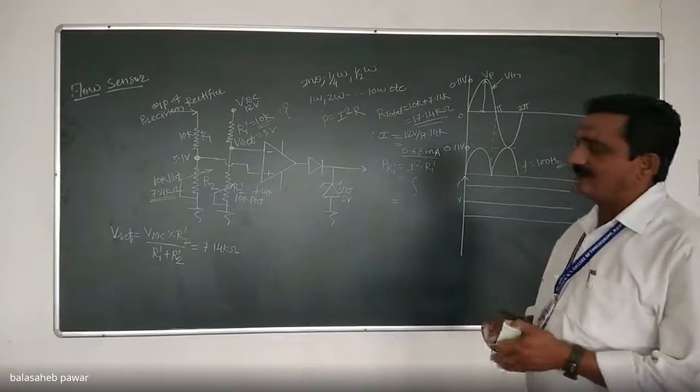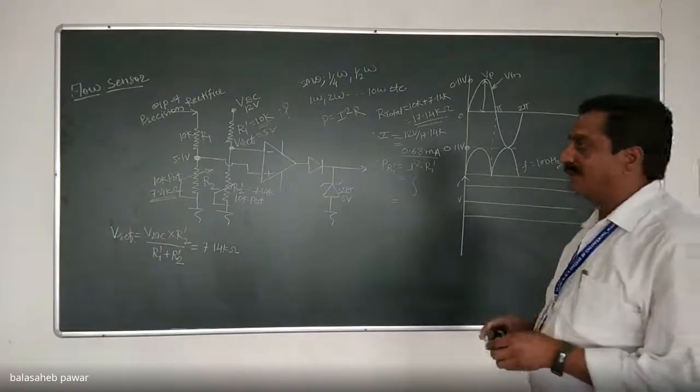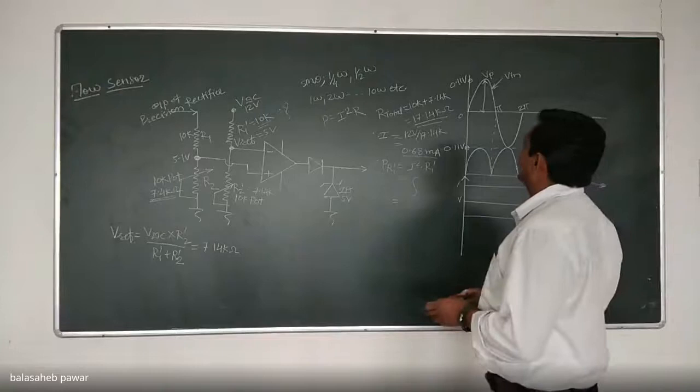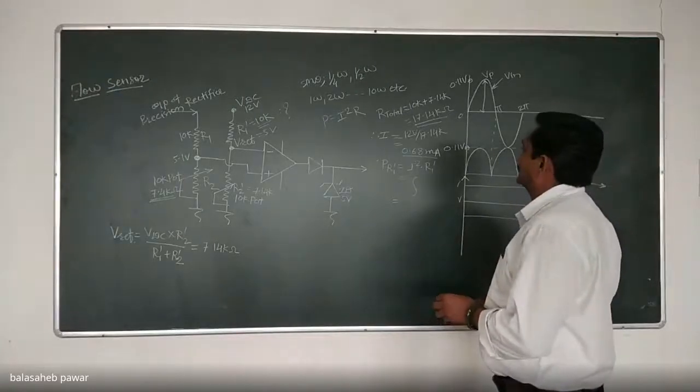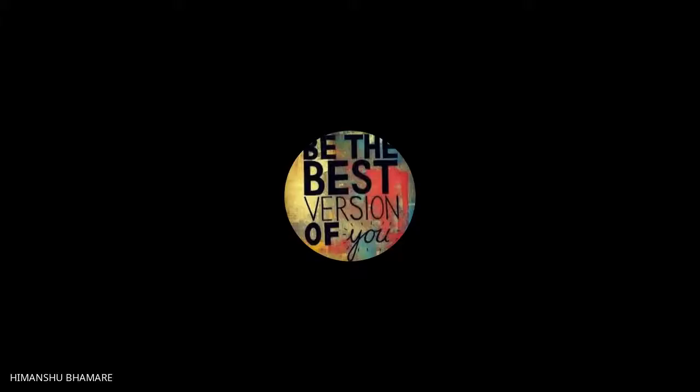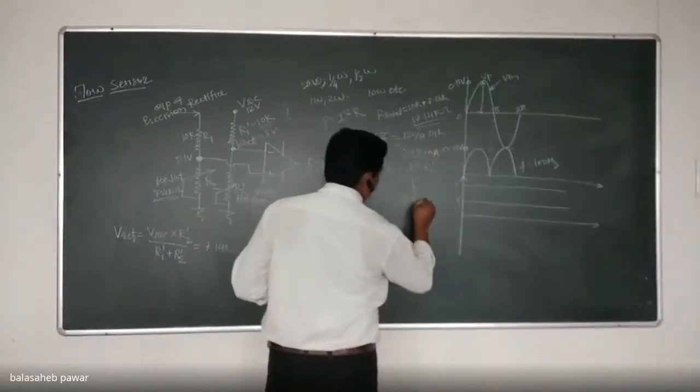0.68 milli squared into 10 kilo ohm. That is 4.9 milliwatt.